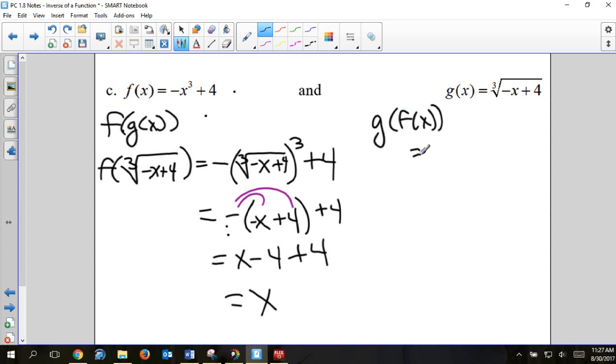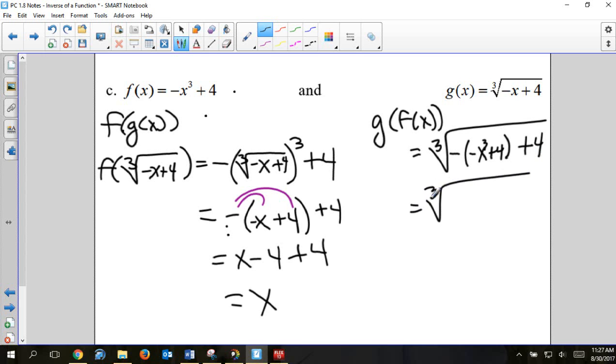So we're going to put the f inside of the g. We'll have a big cube root, and I'll have a negative sign. Then I'm going to put my f in, which is negative x cubed plus 4, plus 4. So my first thing I'm going to do is distribute that negative sign. I'll have cube root of x to the third minus 4 plus 4. And so we'll have cube root of x to the third, so we'll have x. So these are inverses. All right?